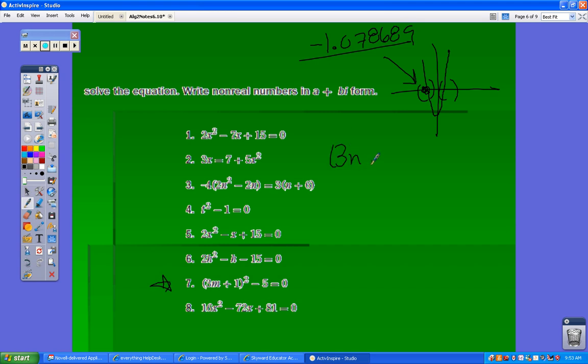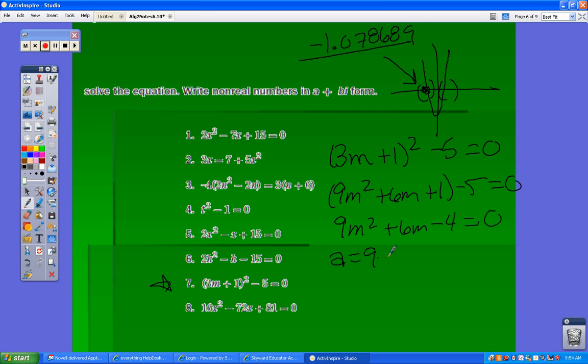First, I'm going to clean it up because I need to figure out what a, b, and c are. Okay, this is going to be 9m squared. 3m times 1 is 3m, doubled is 6m, plus 1 minus 5 equals 0. 9m squared plus 6m minus 4 equals 0. Okay, a equals 9, b equals 6, c equals negative 4, and I really hope I don't make any mistakes here because no one's here to tell me.